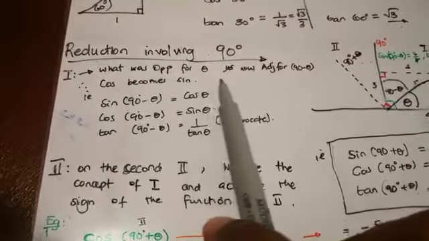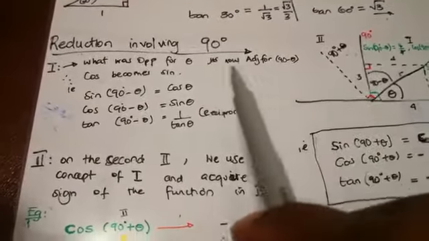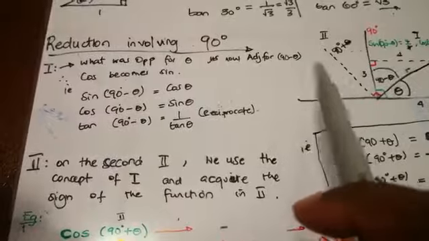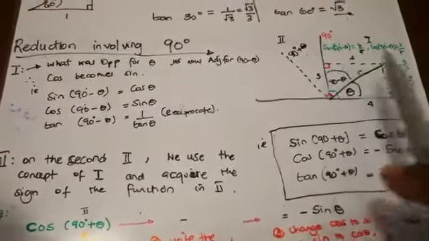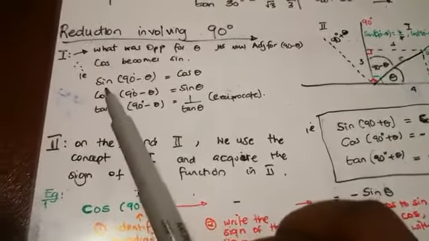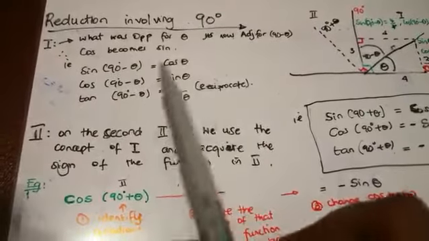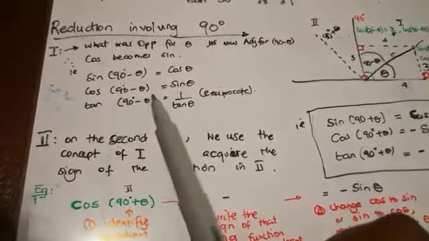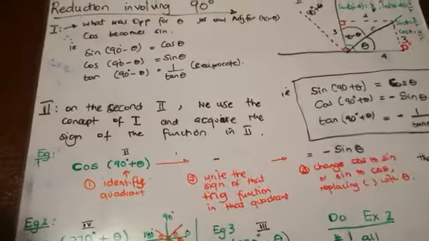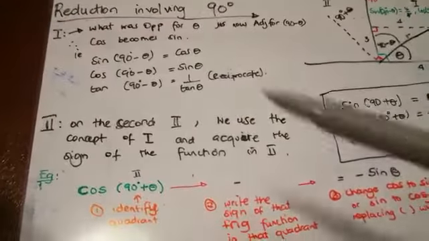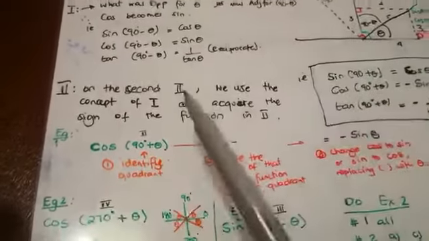So what was the opposite for theta is now the adjacent for 90 minus theta. So this is just summarizing what I have just said there. And then sine of 90 minus theta is equal to cos theta, cos of 90 minus theta is equal to sine theta, and then tan of 90 minus theta will be the reciprocal of tan theta.